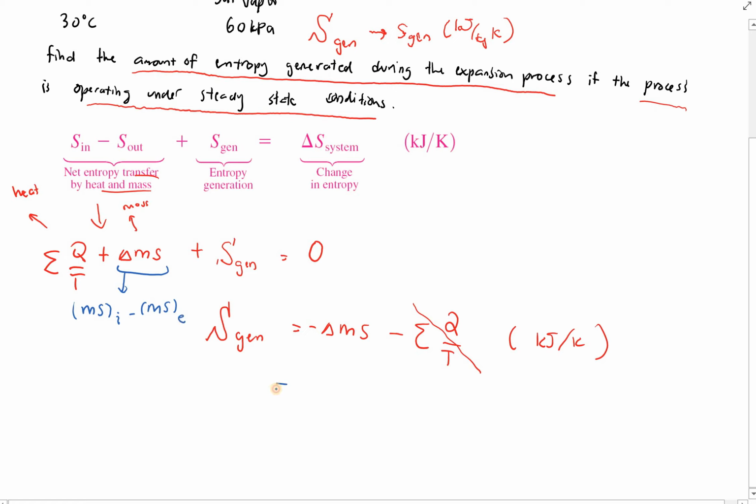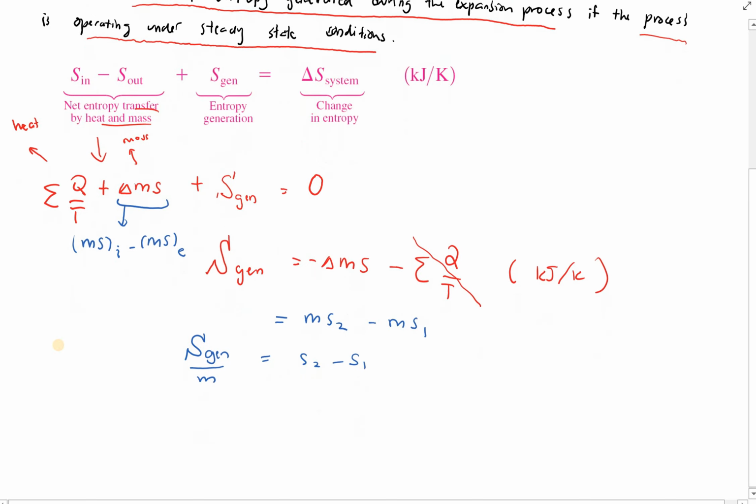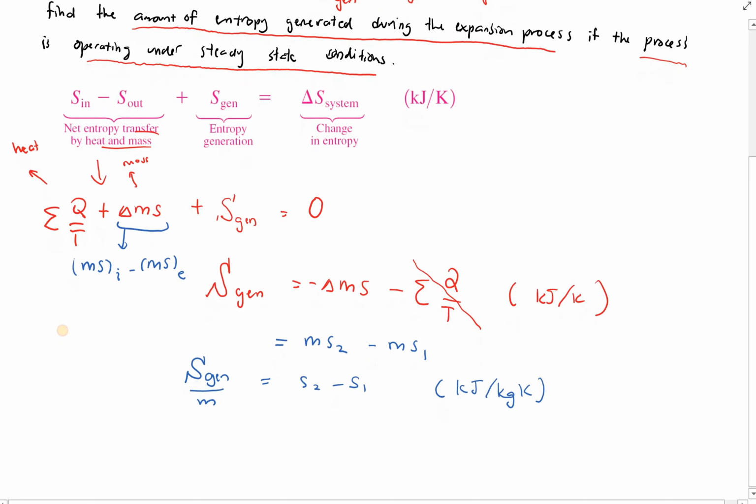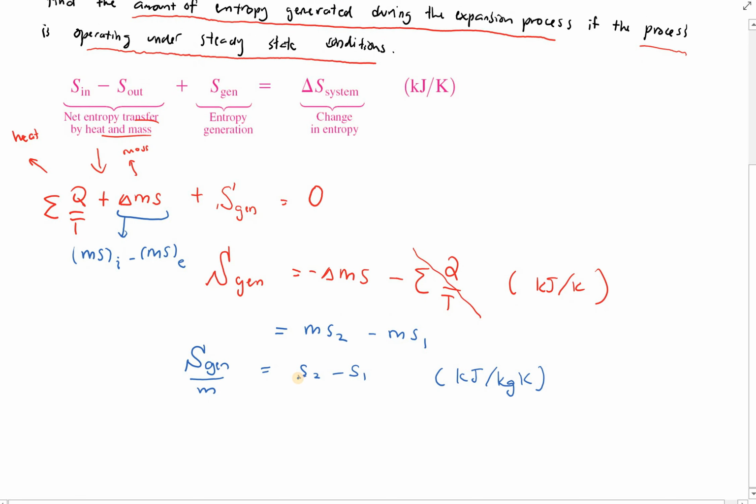So in this case, you will have ms2 minus ms1. The mass flow rate is constant, right? So you will have S gen divided by m equal to s2 minus s1. This will give you the unit of kilojoule per kilogram Kelvin. Now we are done with the entropy balance equation.